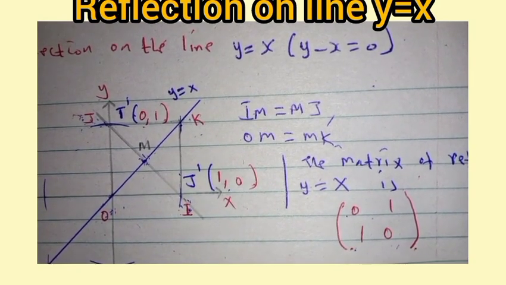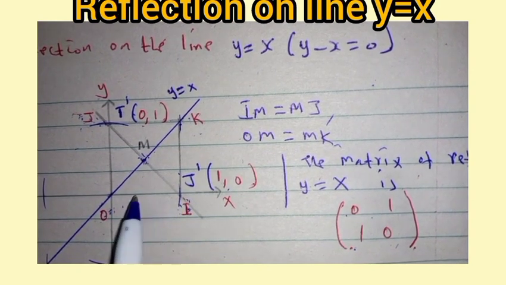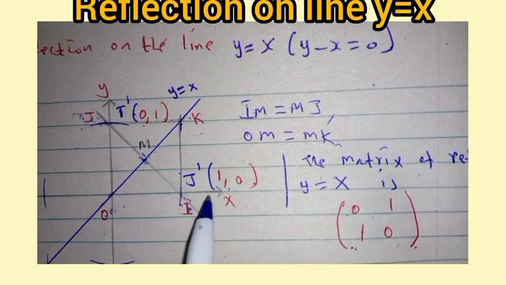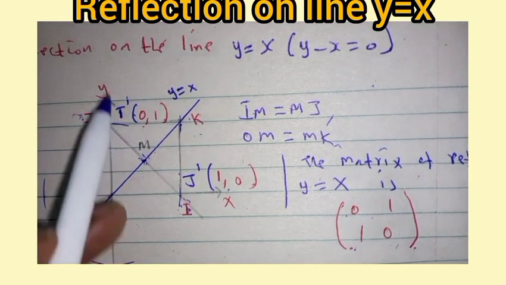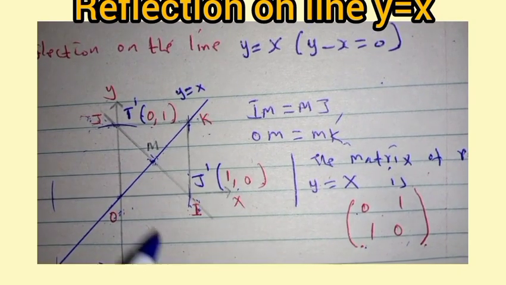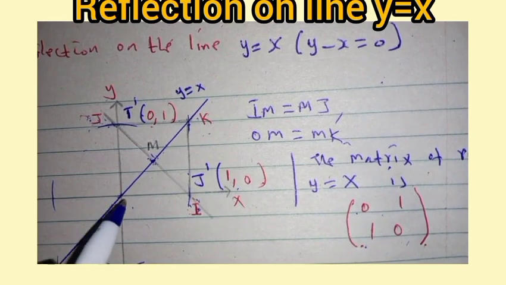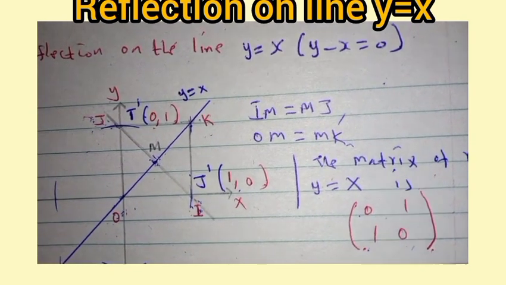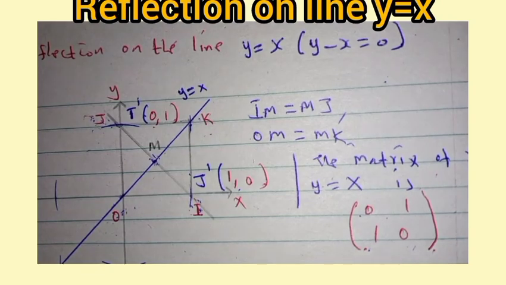So thanks so much for watching. For the reflection along the line y is equal to 0 and the line x is equal to 0, you can check in the link below. In the next video we are going to consider this other reflection, the reflection along the line y is equal to negative x.